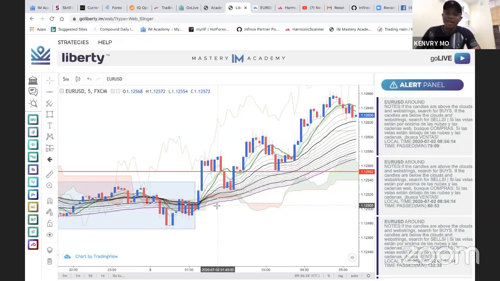It's just observation. I told you the Webslinger is used for a trending market. So the first thing you want to observe is consolidation. If the market is consolidating, what do you want to observe? Patience. I don't get into a trade when the market is consolidating.